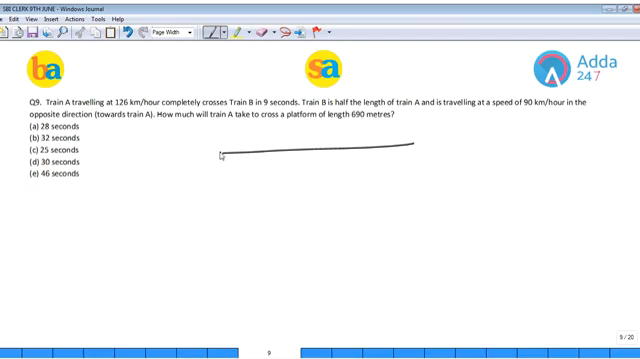So, train A is here and train B is here, and they are moving towards each other. Train B is moving with 90 km per hour speed and train A is moving with the speed of 126 km per hour. So we'll consider the length of train B to be x meters, and length of train A is 2x meters. Why? Because train B is half the length of train A.